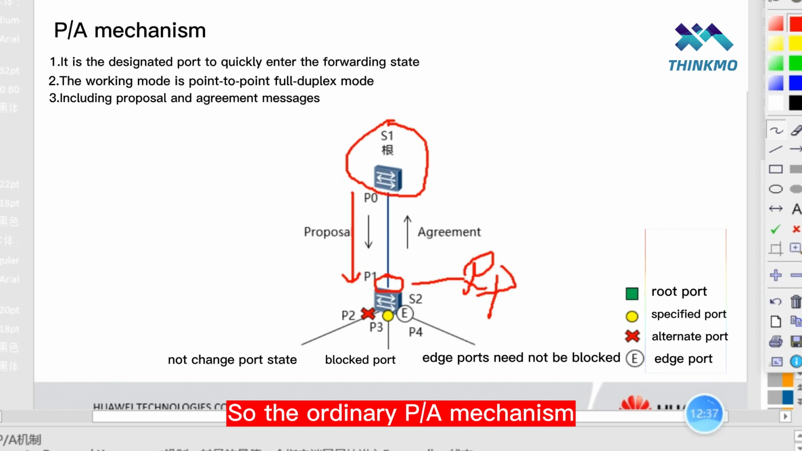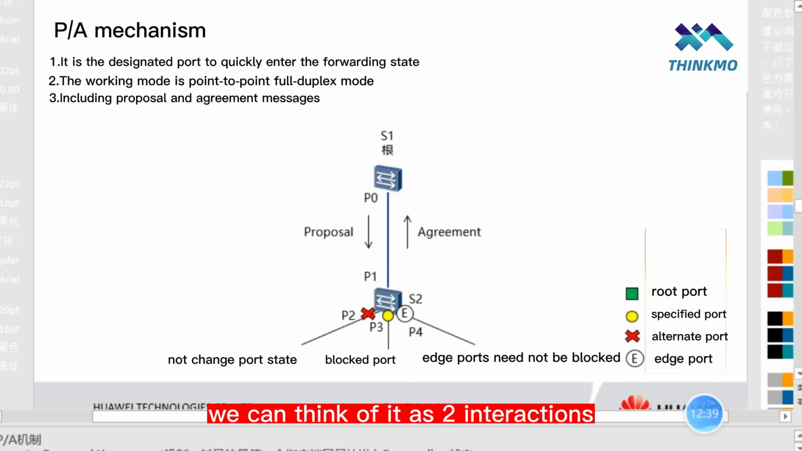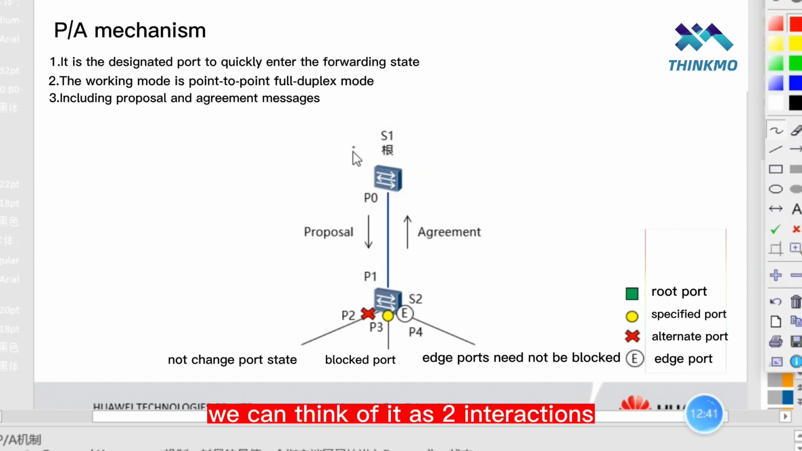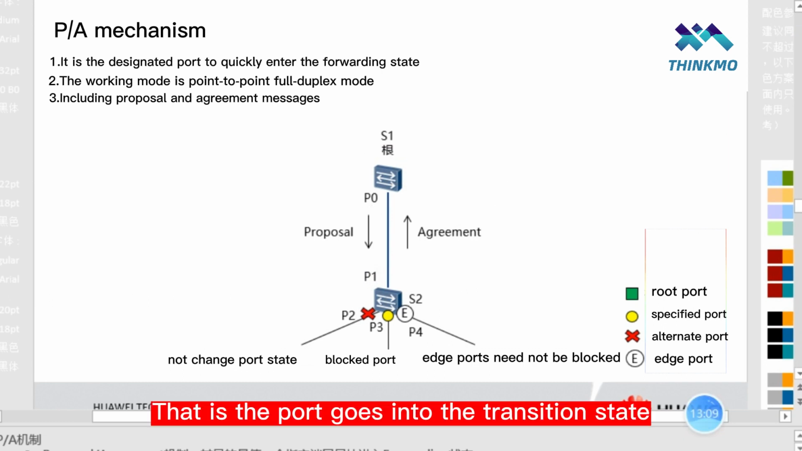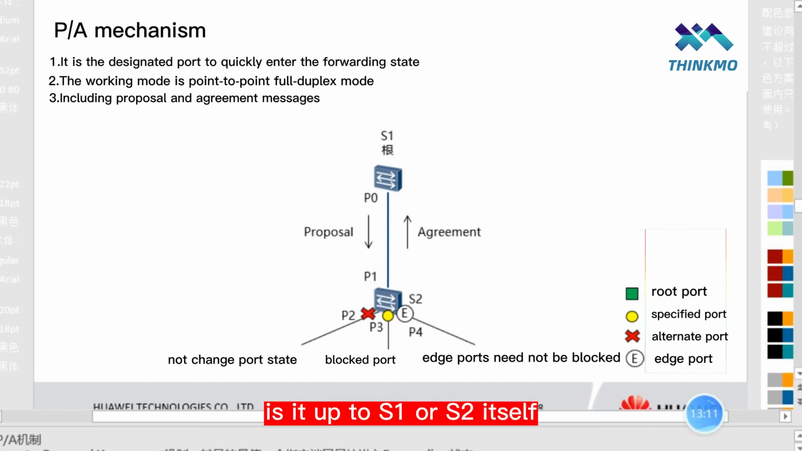So the ordinary PA mechanism, we can think of it as two interactions. The enhanced PA mechanism, think of it as three interactions. That is, whether the port goes into the transition state is up to S1 or S2 itself.